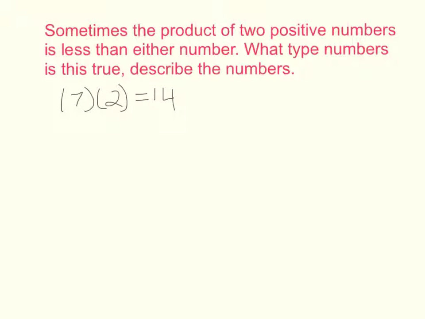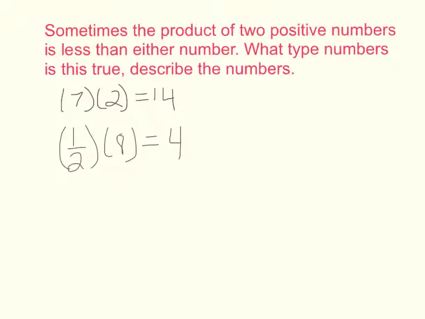It wants to know if the product is less than either one of those, and the answer is no. So we have to try other numbers. Are the only numbers whole numbers? Let's try a fraction. Let's try 1/2 times 8. Half of 8 is 4. Now, is 4 less than either one of the numbers? Yes, 4 is less than 8, but it's not less than a half. So we're on the right track, and the fraction helps.